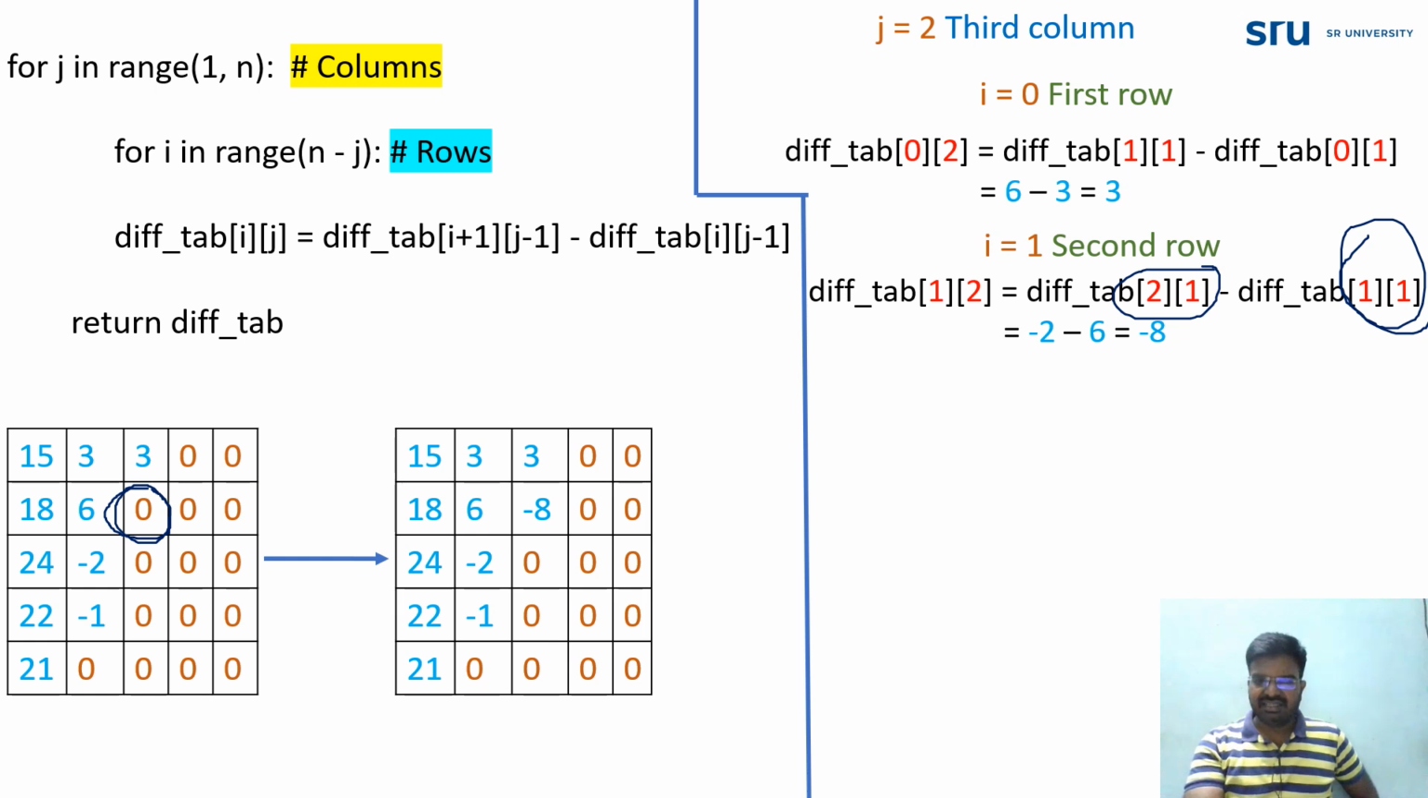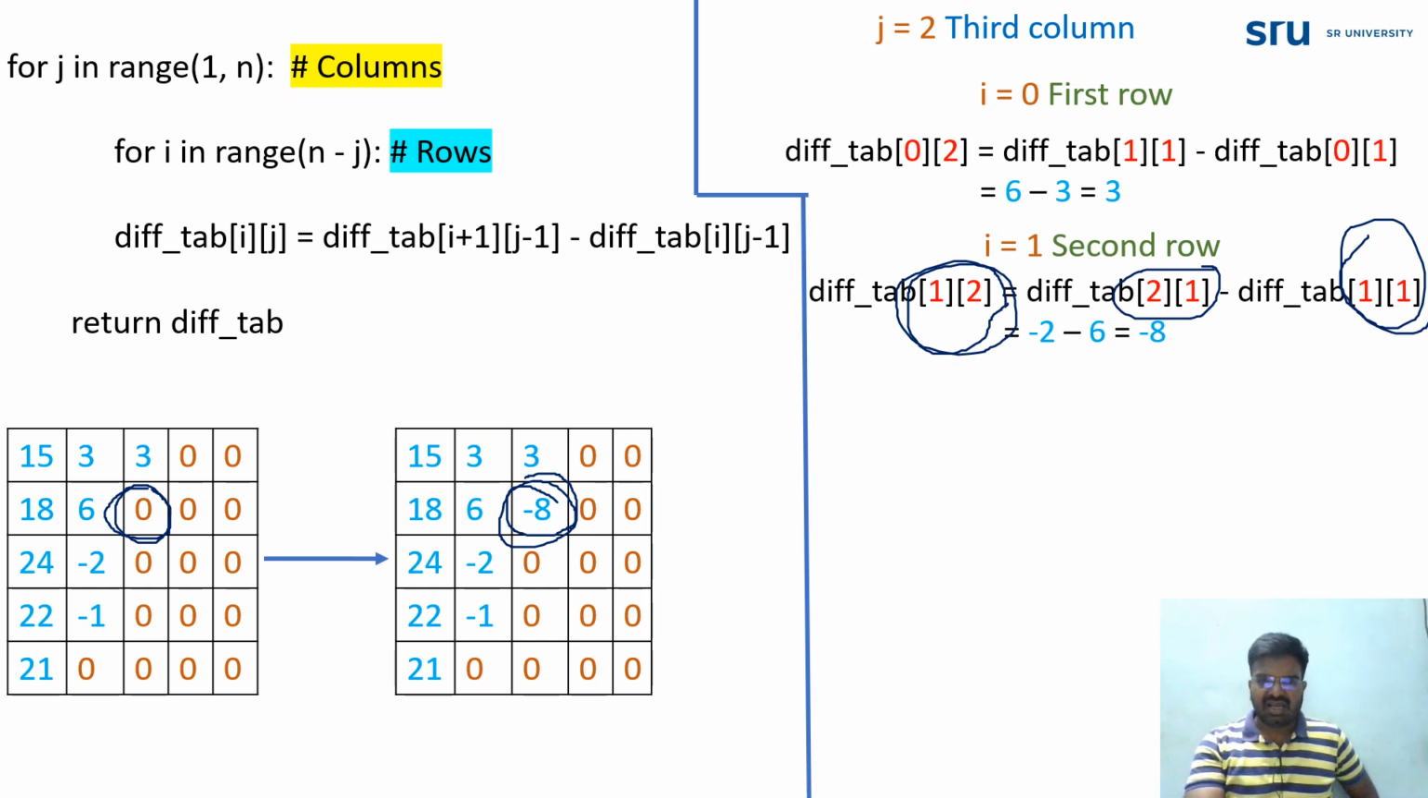We are subtracting 6 from minus 2. Next, we have to save the result in the second row, third column. Second row, third column means the index is 1, 2. You can see here, I have written the same thing. I am saving the result in 1, 2. See that minus 8 takes this position. It is 1, 2, which means second row, third column.